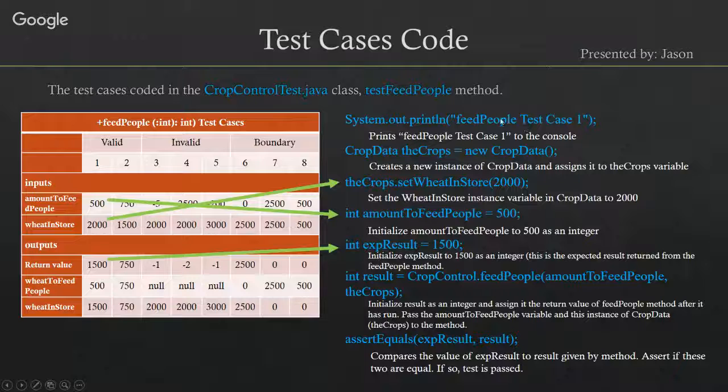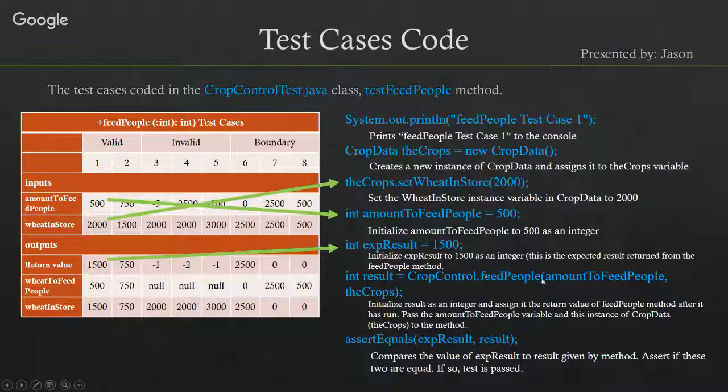So System.out, this is just going to print that to the console. New instance of the crops. The crop set wheat and store. We're going to set the wheat to 2,000, set feed the people to 500. These are variables that we're initializing here. Our expected result is 1,500.